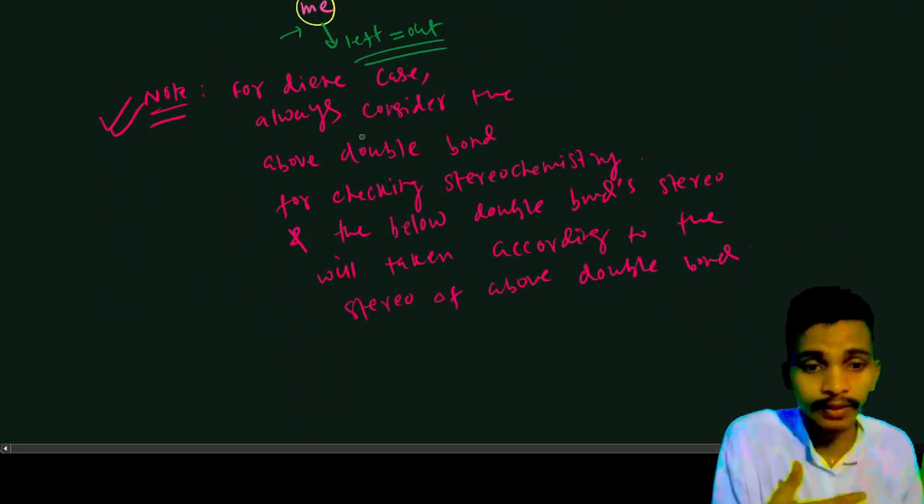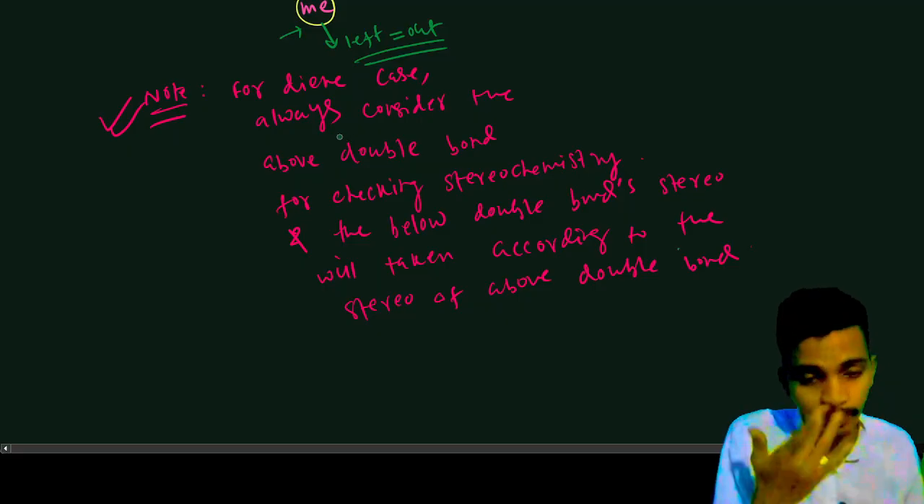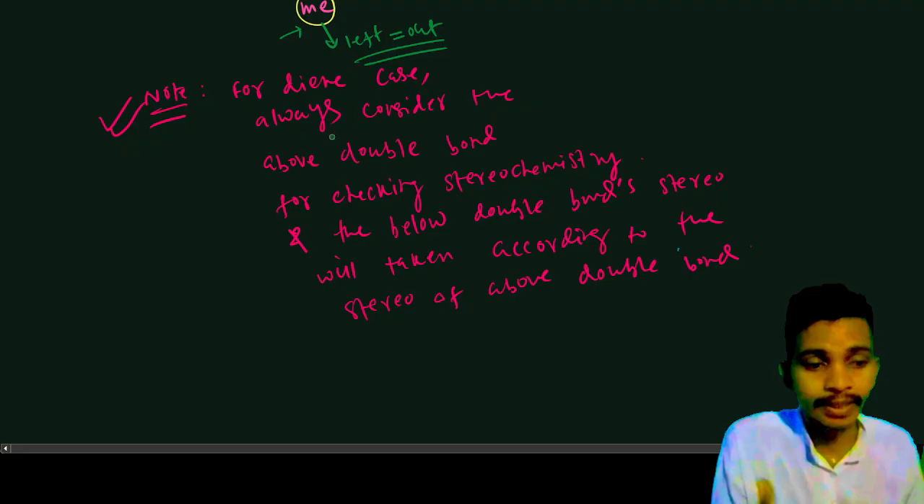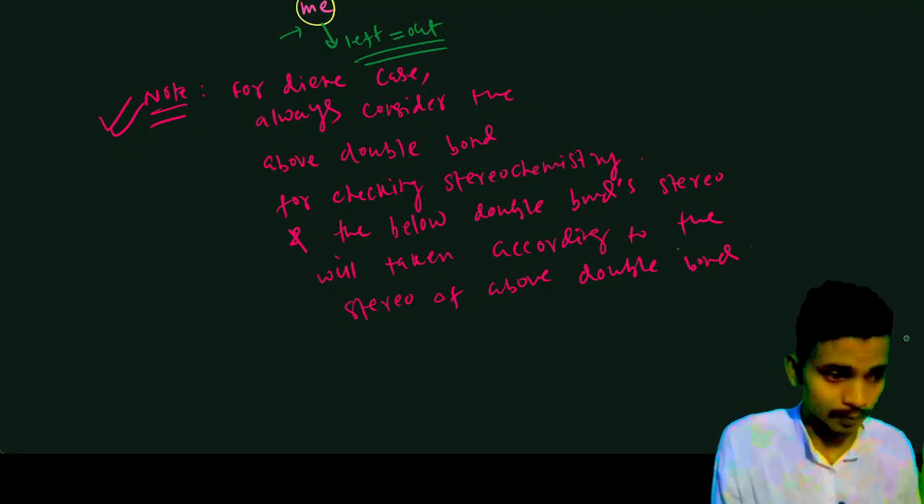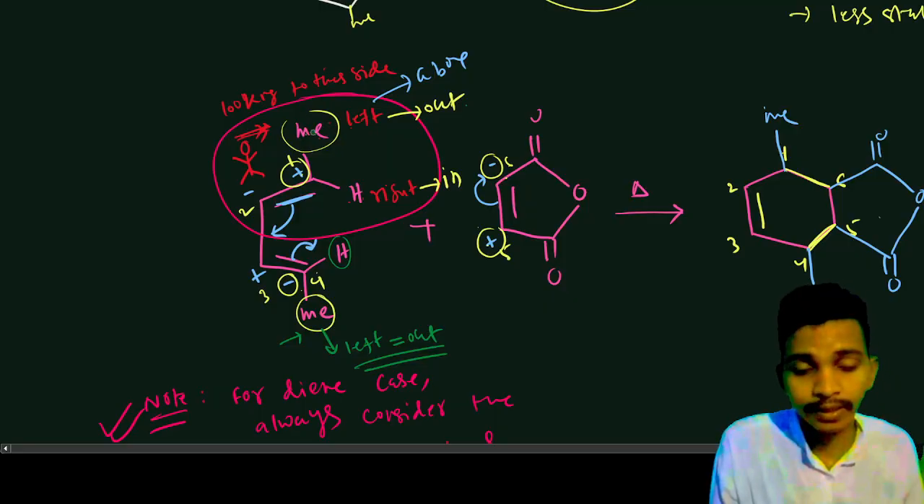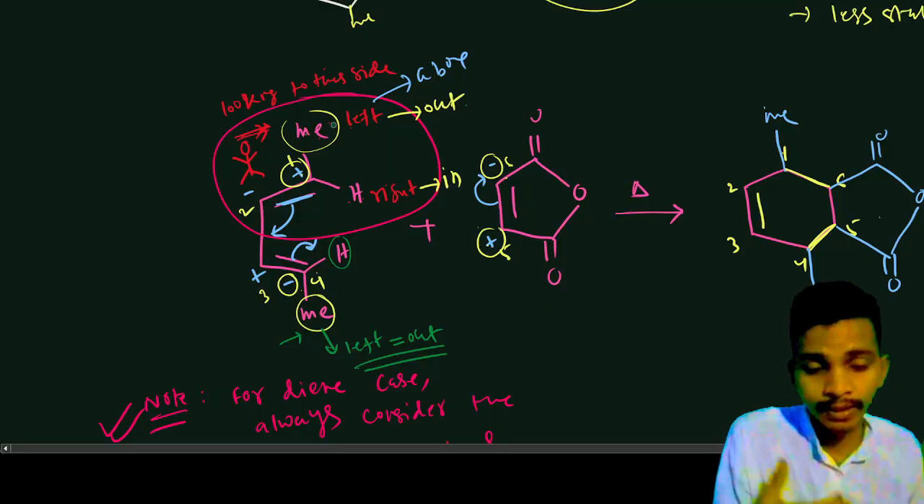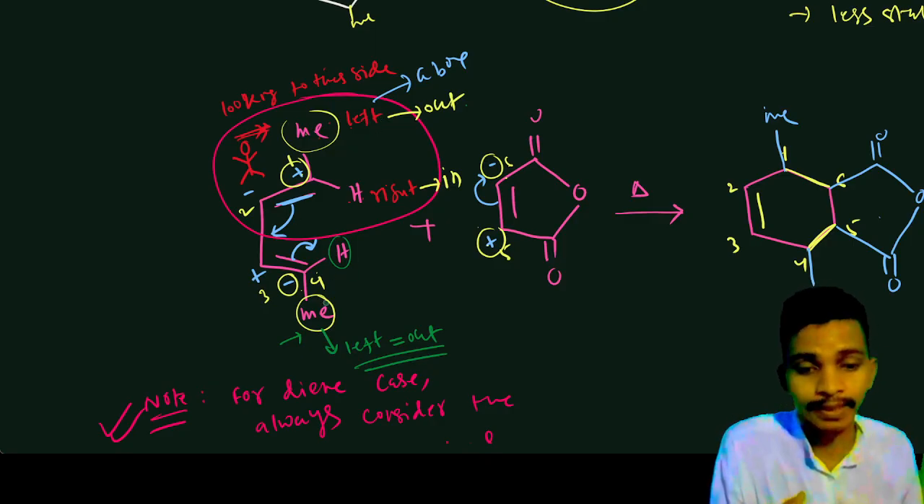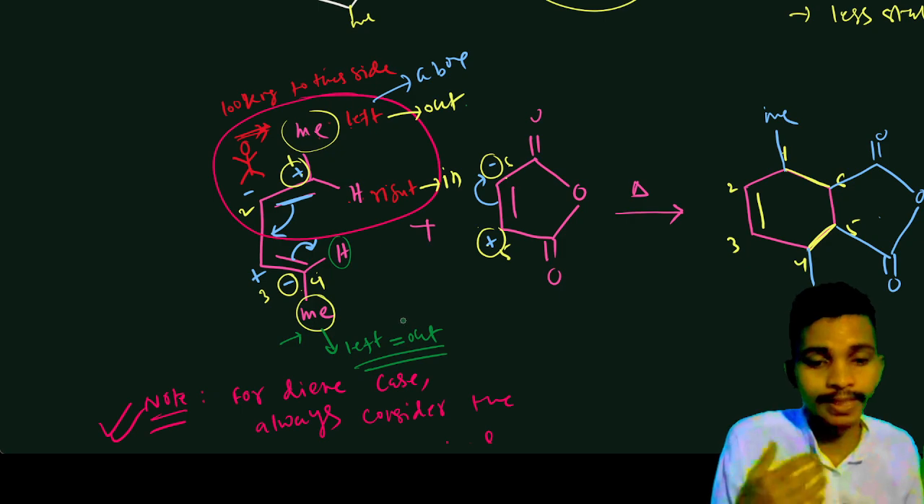That's what I write here. For the diene case, always consider the above double bond for checking stereochemistry, and the below double bond's stereo will be taken according to the stereo of the above double bond. Okay, it means that here what we write is that this out one, I say this left is out, so out I say left, meaning here also, this is out, so I will say left.